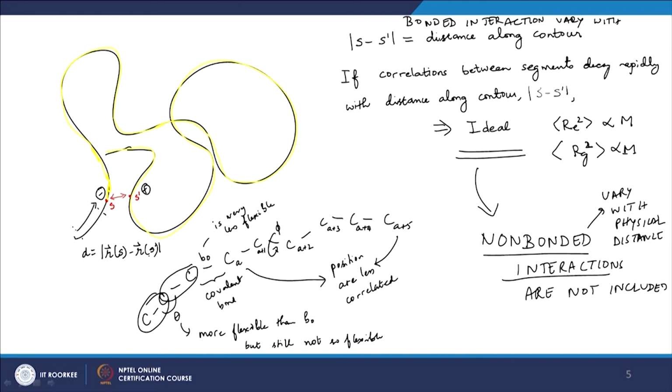So, this is where we will define the idea of excluded volume and see what implications it has on the behavior of the polymer chain. I will close with this and then we continue the discussion in the next lecture.